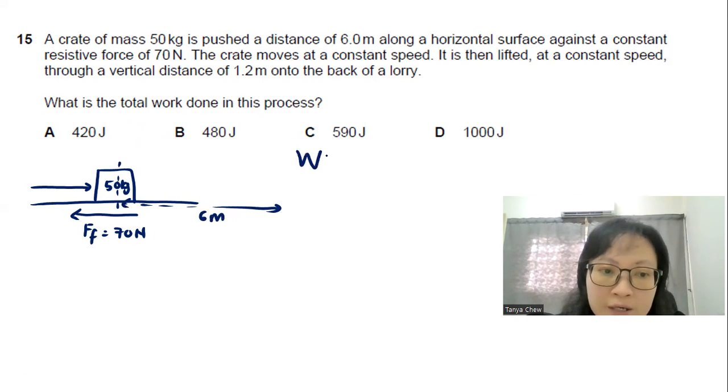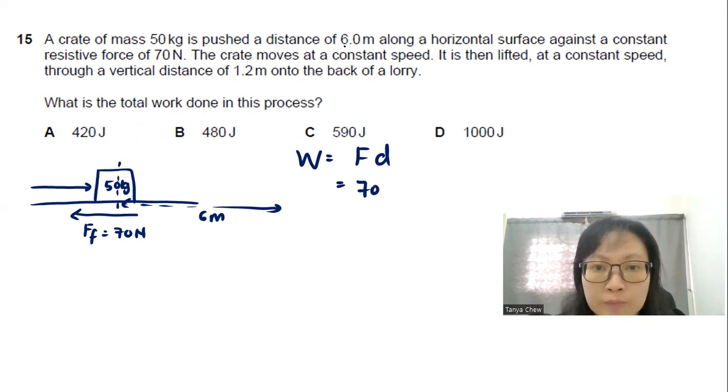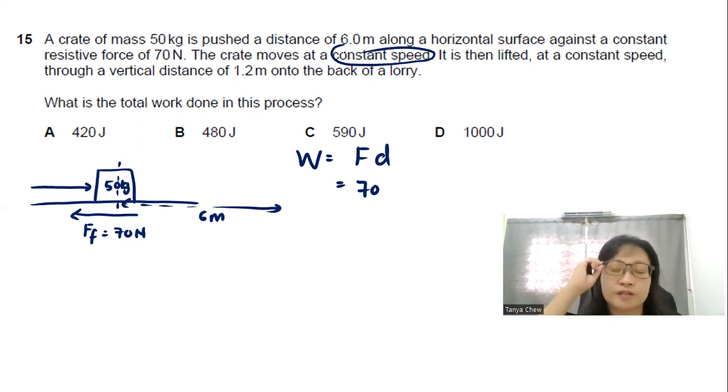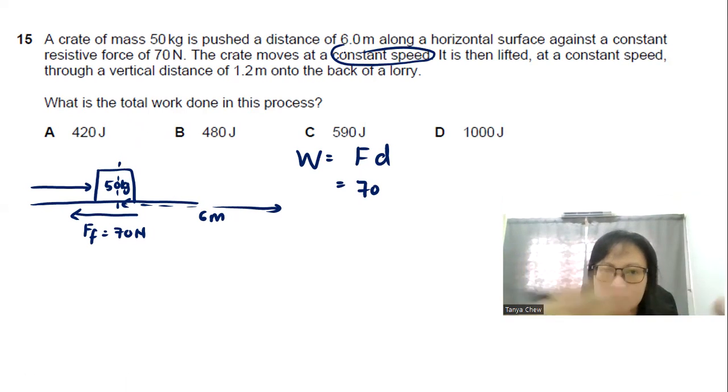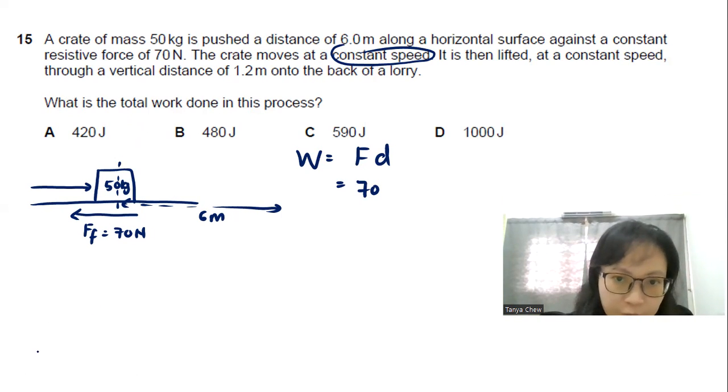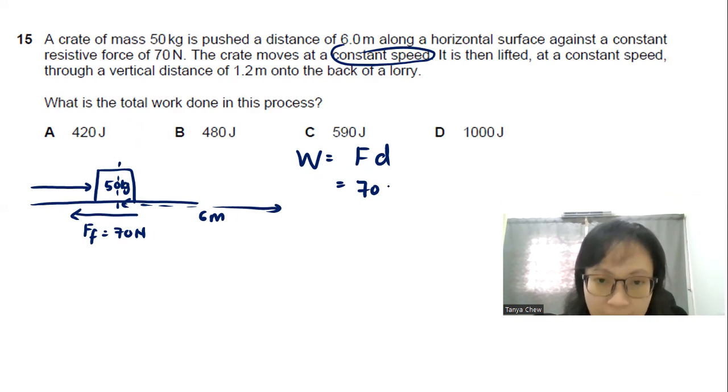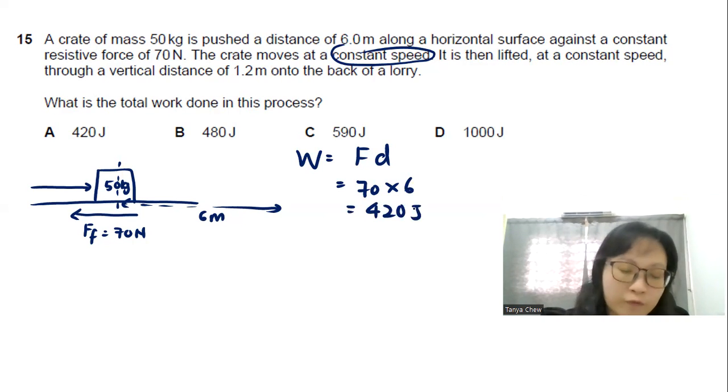So the work done is equal to the force times the distance moved. Force, I could put 70 Newton. Why? Because the crate moved at constant speed. Constant speed means that the resultant force is equal to 0, or in other words, the pushing force is equal to the frictional force or the resistive force, times the perpendicular distance, which is 6. I got 420 joules for this one.